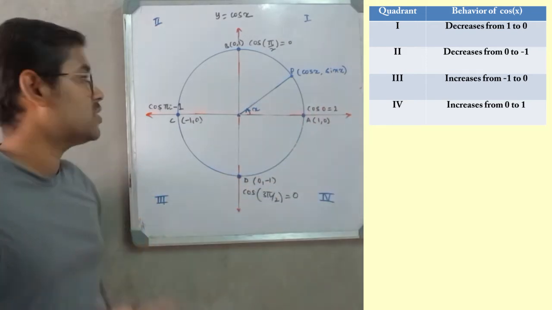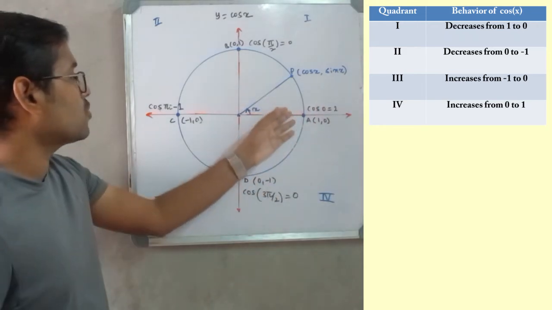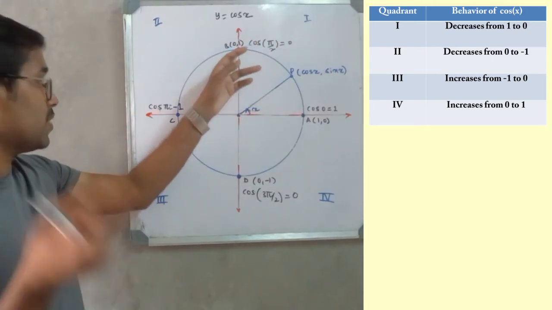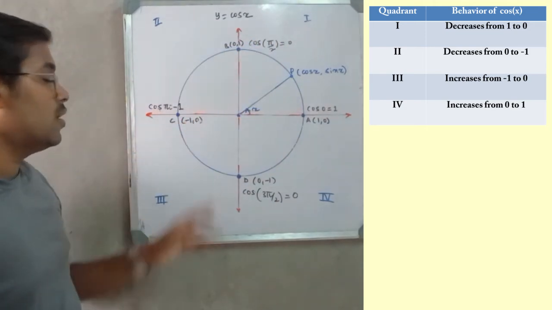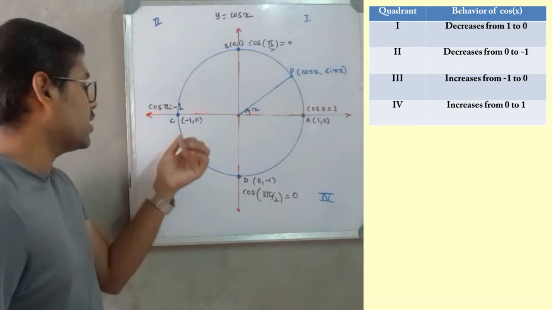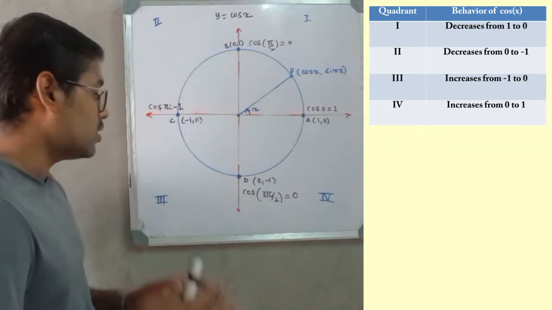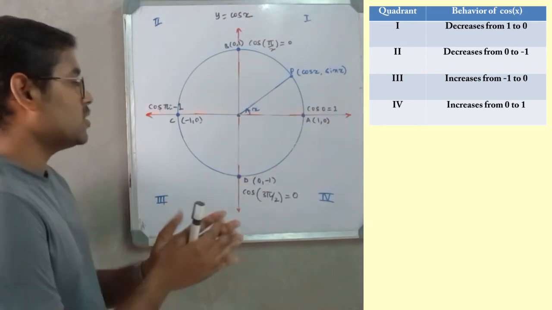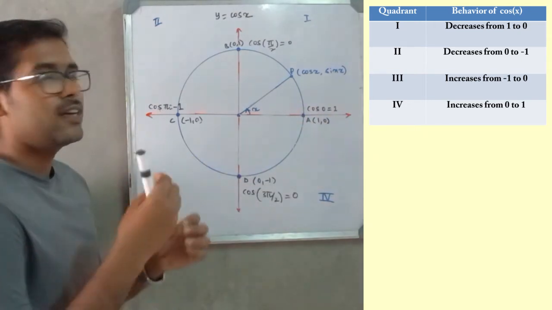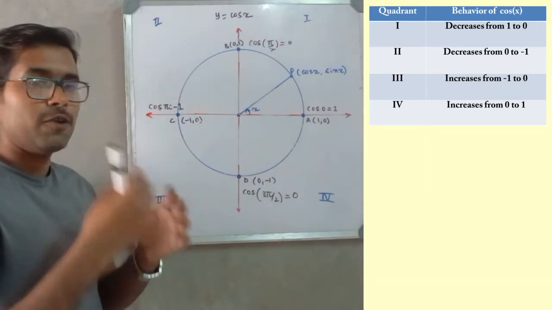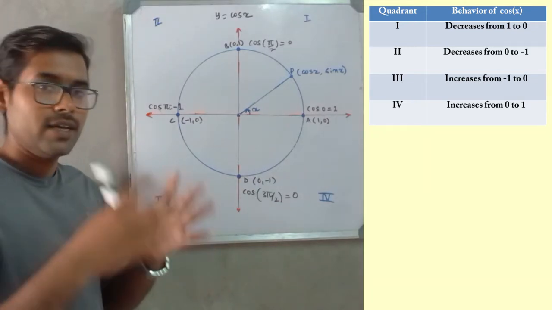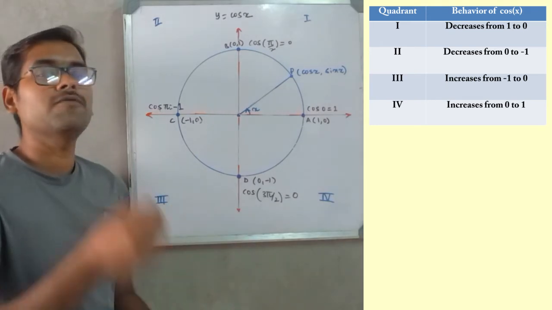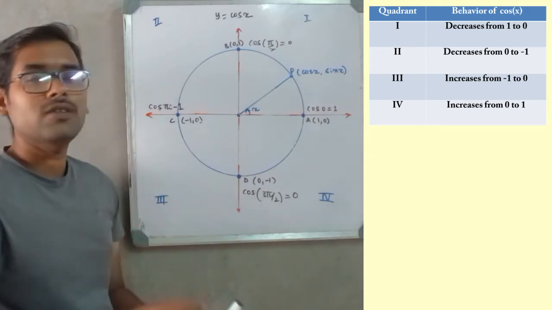So if I summarize everything, in the first quadrant it decreases from 1 to 0, and in the second quadrant it again decreases from 0 to -1, and in the third quadrant it increases from -1 to 0, and in the fourth quadrant it again increases from 0 to 1. The same procedure can be followed for angles greater than 2 pi as well as for angles less than 0, that is, for negative angles. Now using all this information, we can plot the graph of the function cos x.